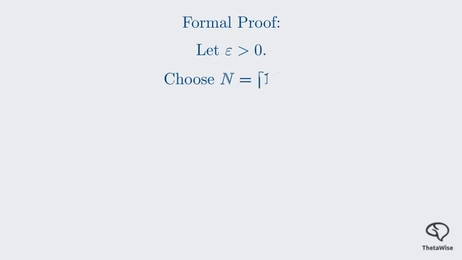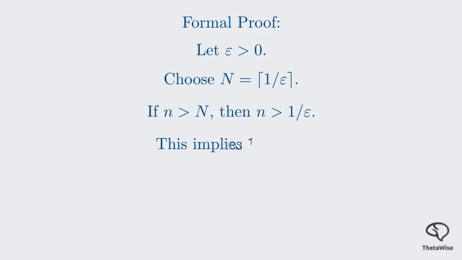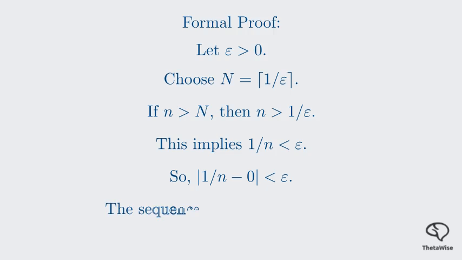Let's formalize the proof. Let epsilon be a positive number. Choose capital N to be the ceiling of 1 over epsilon. This means N is an integer and N is greater than or equal to 1 over epsilon. If n is greater than N, then n must be greater than 1 over epsilon. This implies that 1 is less than epsilon times n, so 1 over n is less than epsilon. Since 1 over n is positive, we can write this as the absolute value of 1 over n minus 0 is less than epsilon, and our proof is complete. The sequence 1 over n converges to 0.